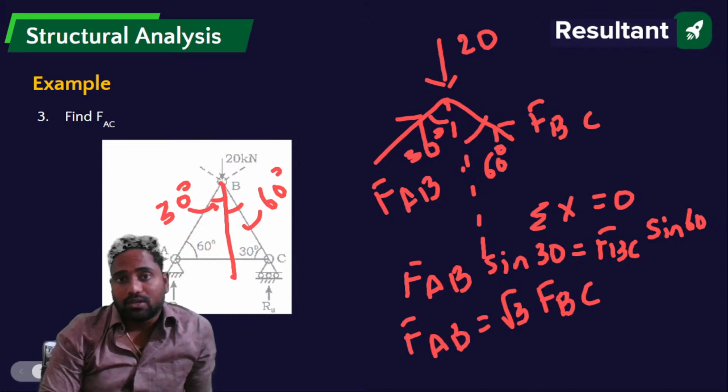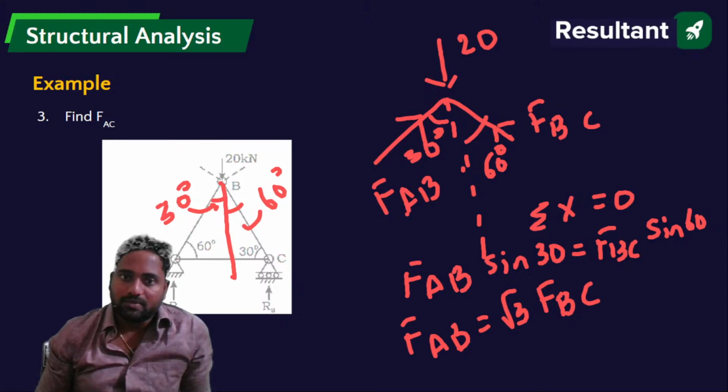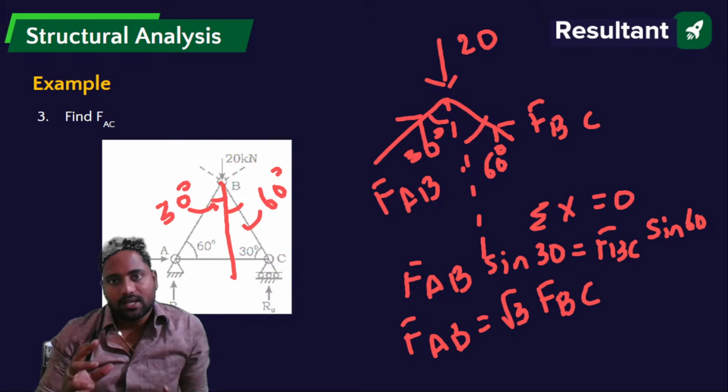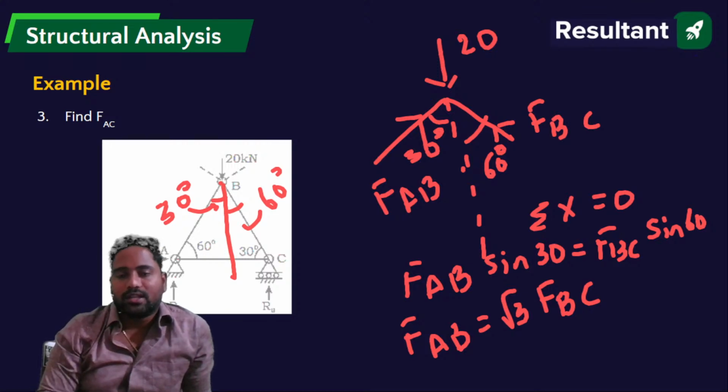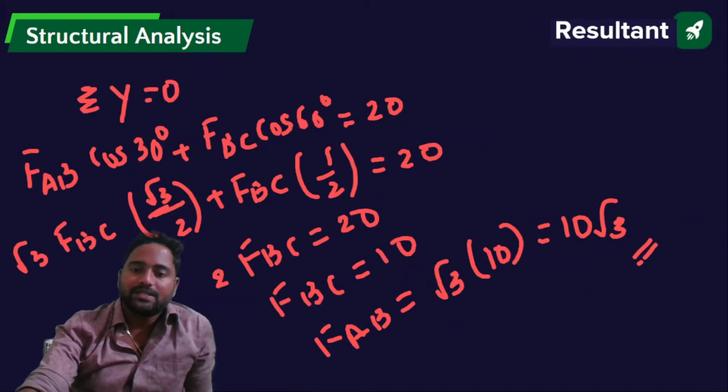And you got positive. Positive means your assumed direction is correct. I have assumed towards the joint. And now if you see it is towards the joint, that means it is compression. Okay. FBC how much you got?